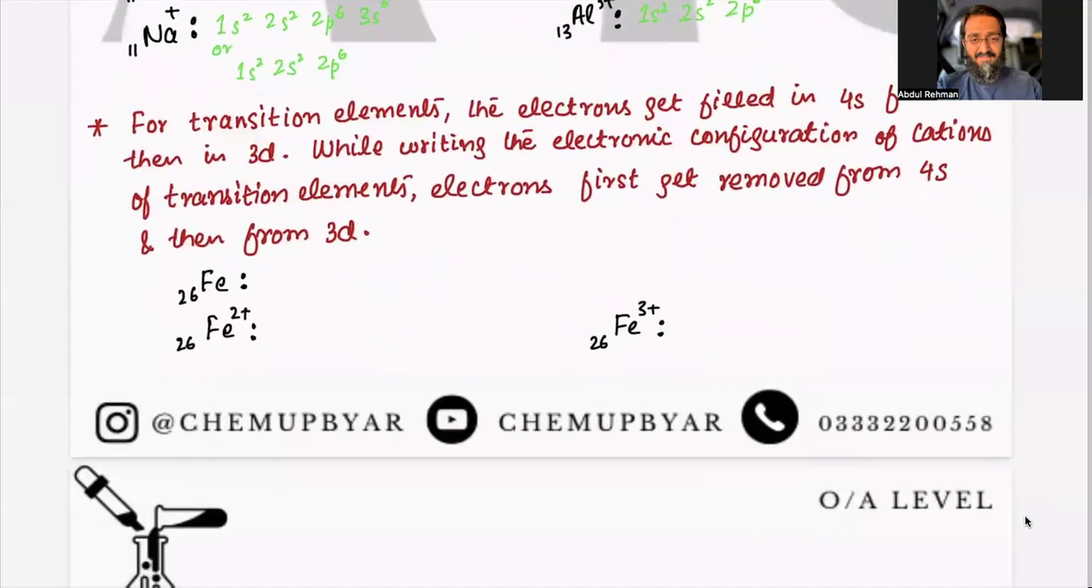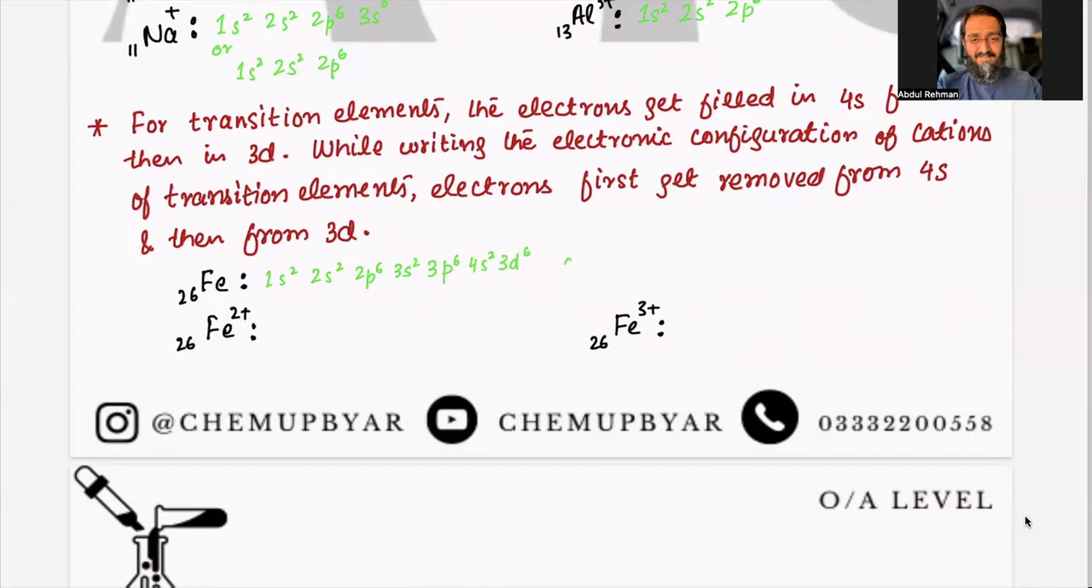Okay, so let's have a look at the example of iron. Iron has 26 electrons, right? So as an atom, its electronic configuration is going to be 1s2, 2s2, 2p6, 3s2, 3p6, and then 4s2, and then 3d6.